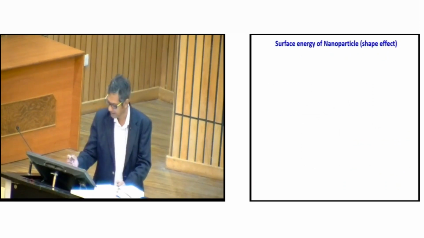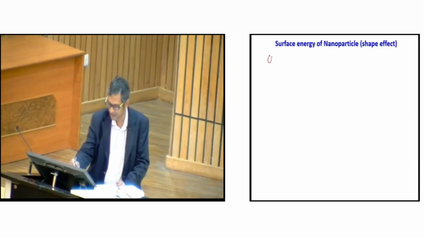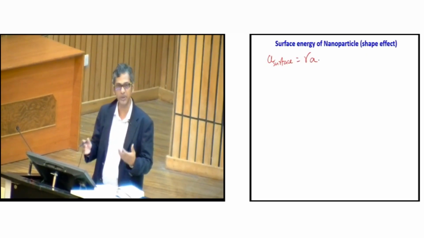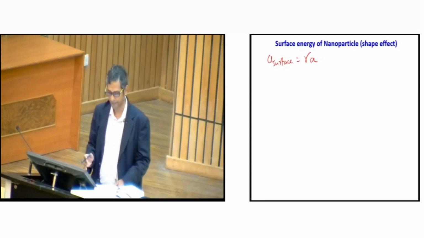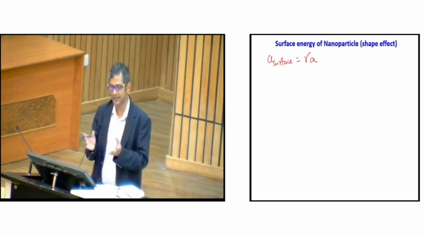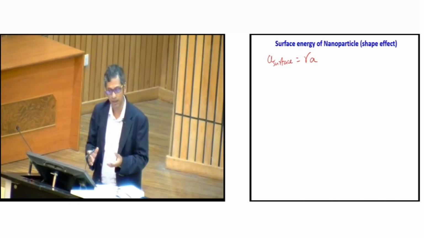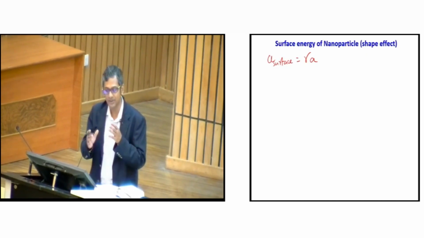Let me do that. So, U surface is gamma into A. Gamma is the surface energy per unit area. A is the total area. So, suppose one particle has area of A and surface energy per unit area is gamma, the total surface energy of the particle is UA.